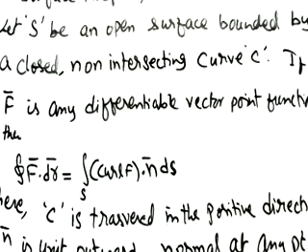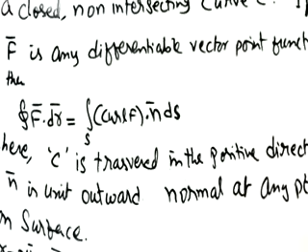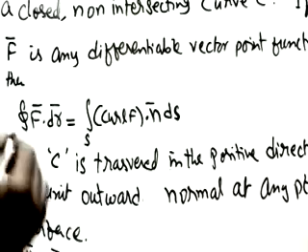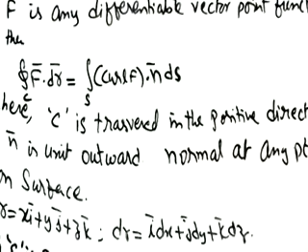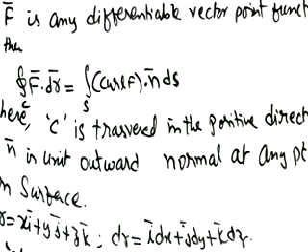Let S be an open surface bounded by a closed, non-intersecting, simple curve C. If f is any differentiable vector point function, then now you have to learn this formula by heart. Line integral f dot dr over C equals surface integral curl f dot n into ds. Watch carefully: C is traversed in the positive direction, anti-clockwise direction we generally take.